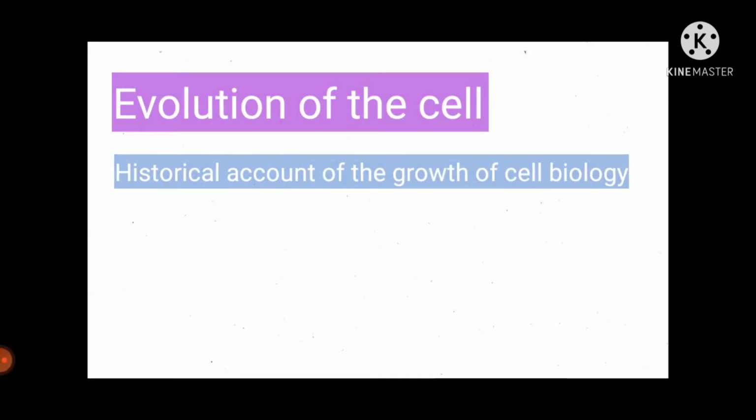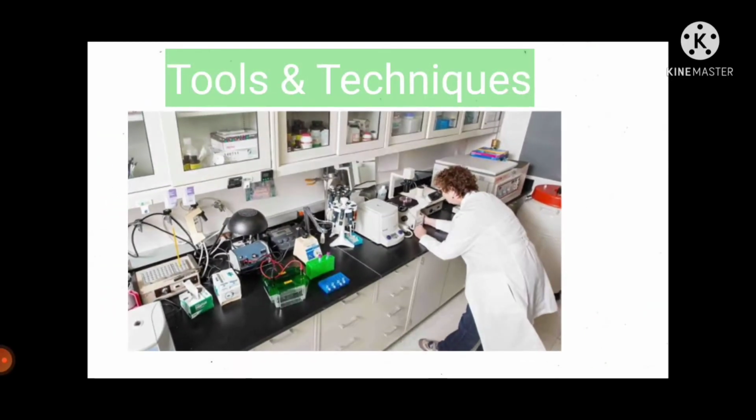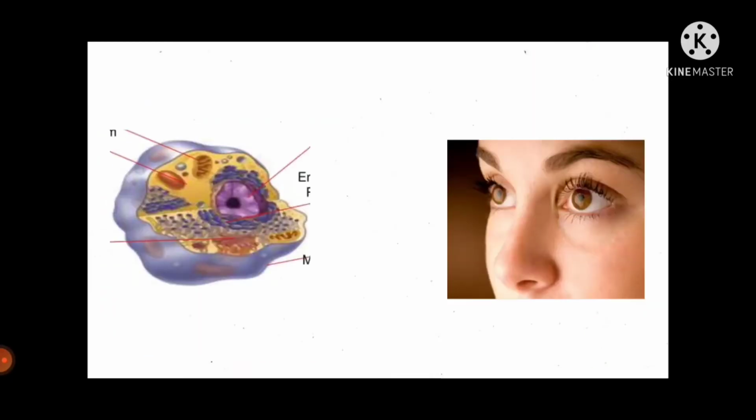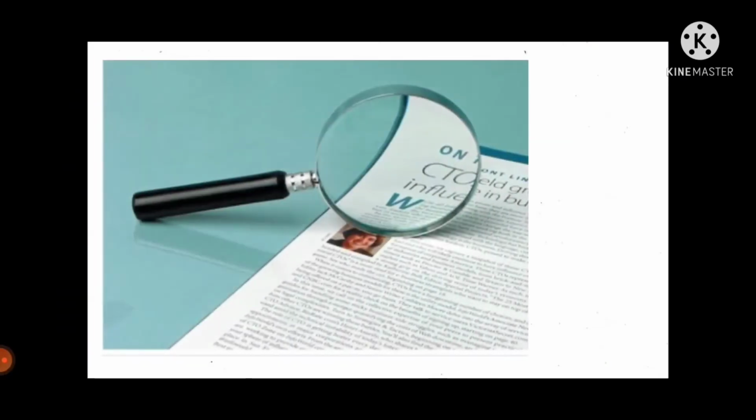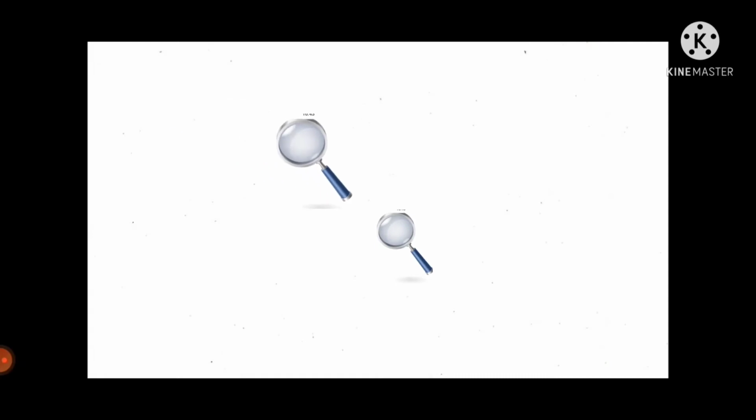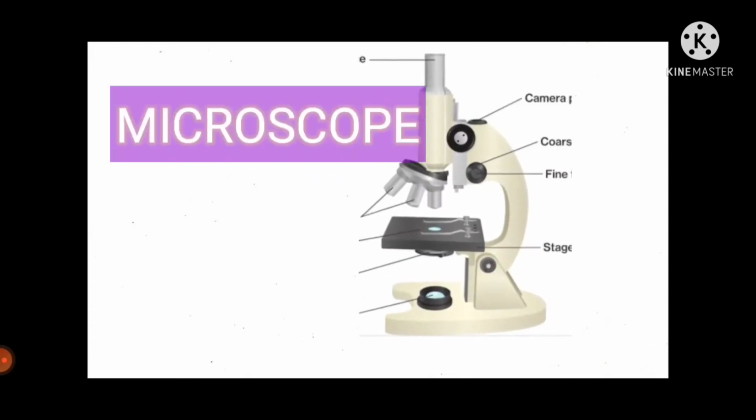In Unit 1, we learned about the evolution of the cell and the historical account of the growth of cell biology. In this unit, we will study the various tools and techniques used to study the cell. Cells, due to their minute size, cannot be observed by the naked eye. A lens can magnify a minute object up to a limited extent. Therefore, many lenses are combined together to form an instrument known as a microscope.